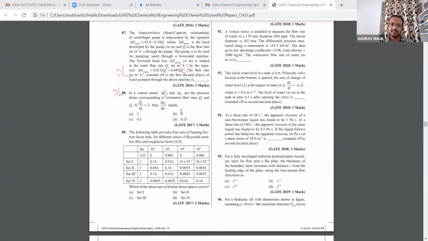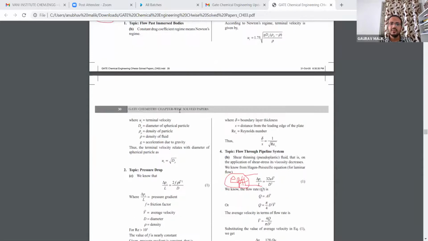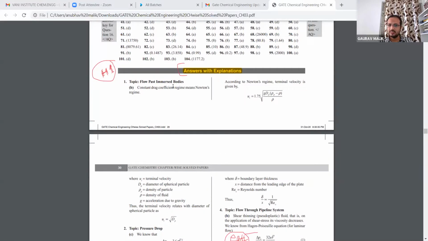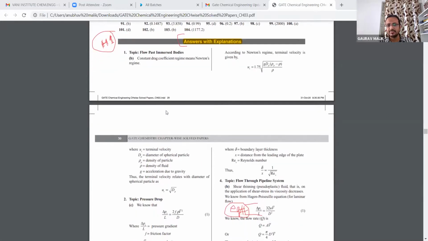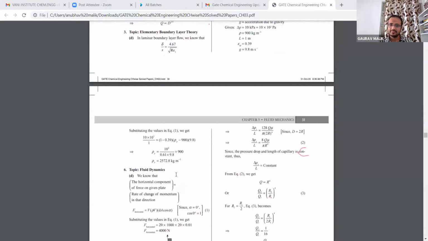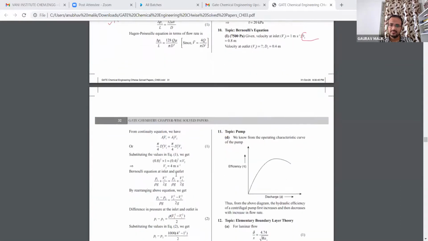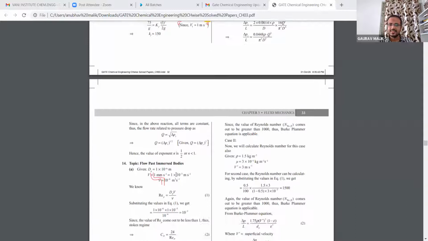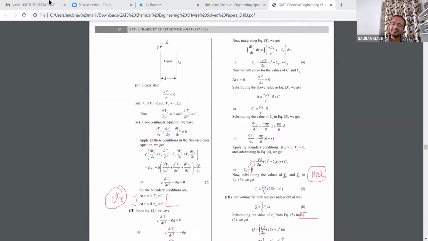After that, in the solution, we have the topic of the question first, then the right answer, and then its explanation with the formula used in it. And it is the same for every chapter.